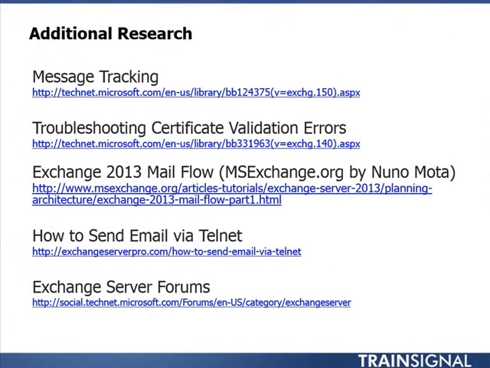Here's a list of additional research that I think would be beneficial for you to take a look at. Now, when I post this additional research at the end of each lesson, it's not meant to be a burden to you, but it's meant to really enhance and add to your learning. So take a look at these ones. Message tracking, which is a TechNet article. Troubleshooting certificate validation errors. That's especially important when talking about problems with MTLS. And you'll note that it's based off of Exchange 2010. You can tell because at the end it says V equals Exchange 140. So 150 is for Exchange 2013, 140 is for 2010.